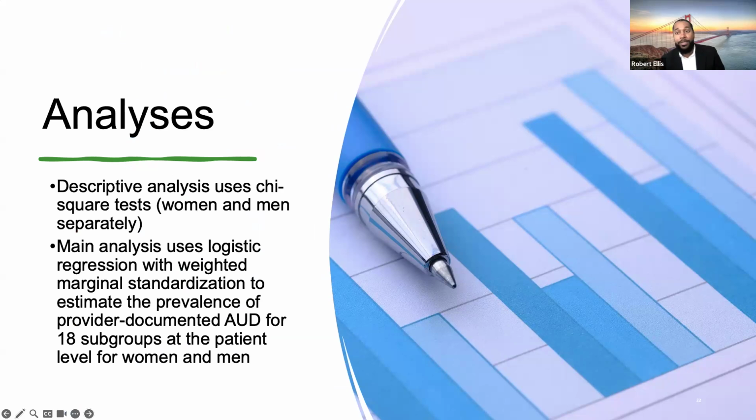And so again, analysis was conducted at the patient level, and it was stratified by sex to account for the sex-related differences in alcohol consumption. We described the demographic and clinical characteristics overall and across racial and ethnic subgroups. We used logistic regression to estimate the association of the intersectional subgroups, which is the predictive variable, and the provider documented AUD, which is the outcome variable. We use a proportionally weighted marginal standardization procedure to estimate the prevalence in a 95% confidence interval of provider groups with the provider documented AUD for each subgroup.